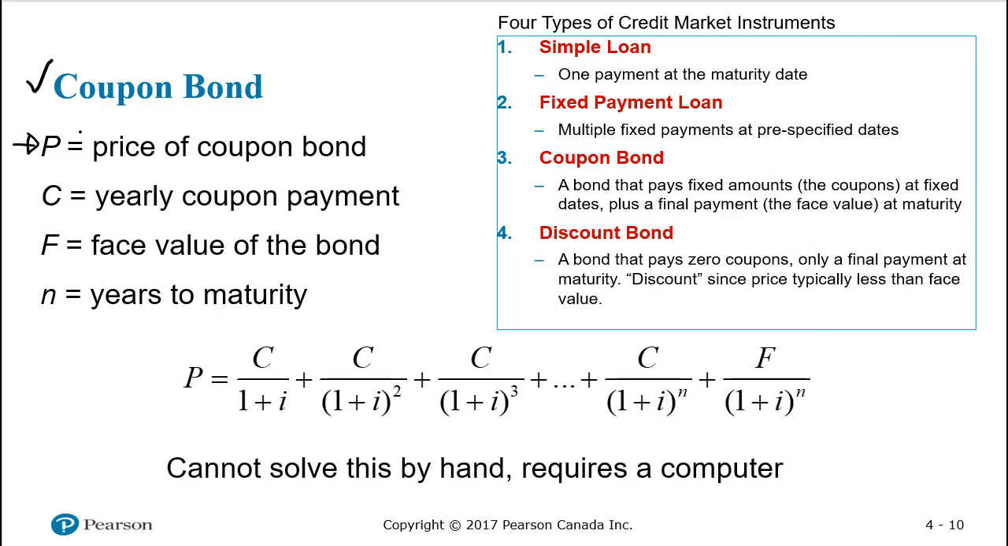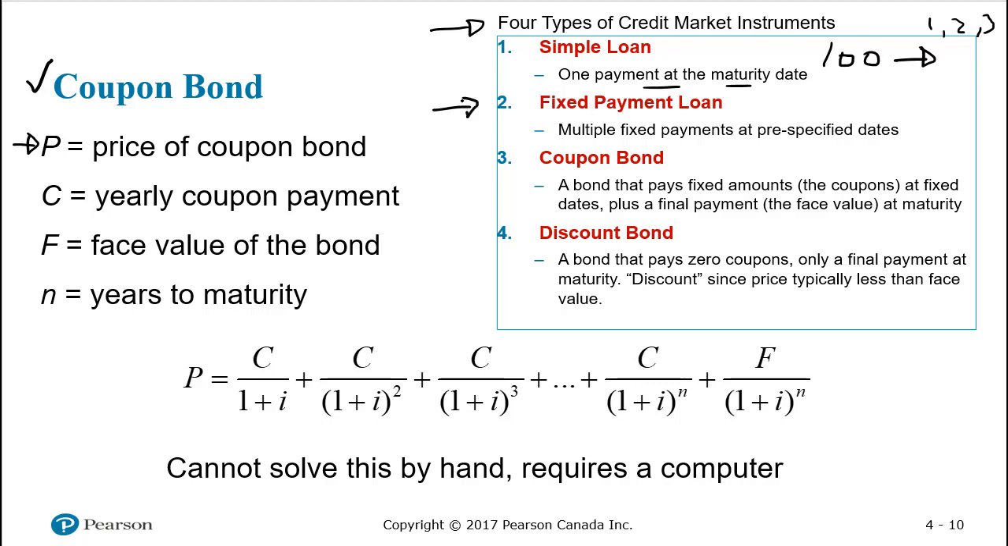Okay, in this slide, we're now going to be looking at the coupon bond and how we calculate the price of a coupon bond in particular. But I just wanted to remind us that we're looking at 4 types of credit market instruments in this chapter. The first was a simple loan. So that was the example where we had a $100 loan, and we paid back the $100 plus some interest at the end of 1, 2, or 3 years.